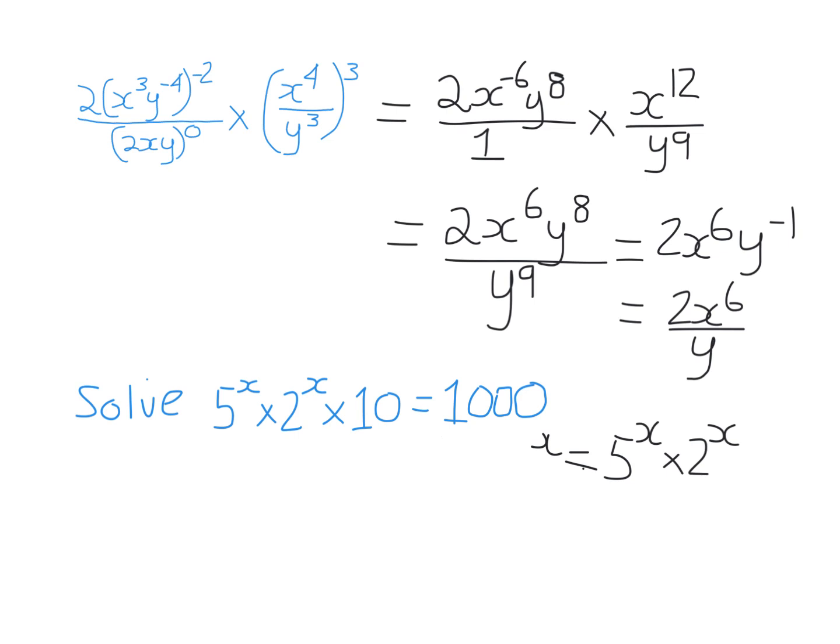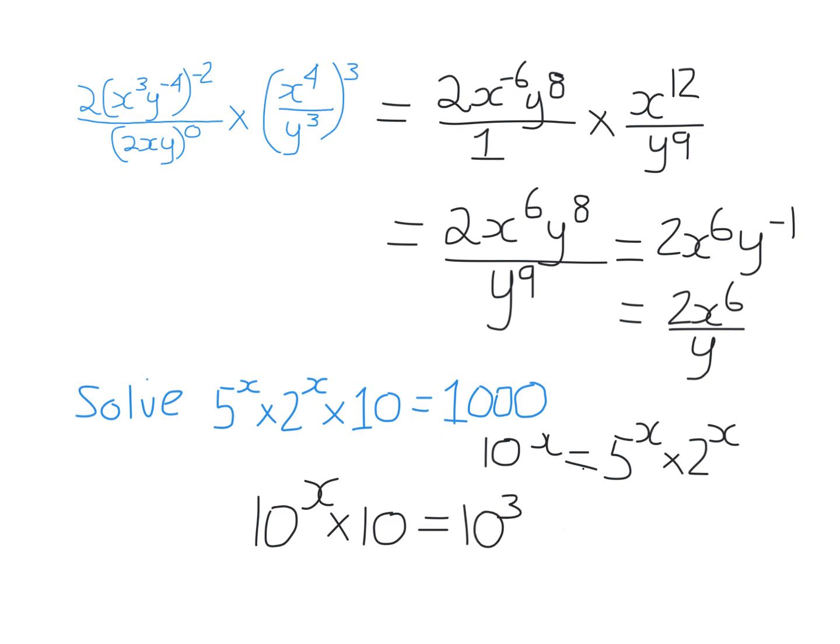So from index law 5, it's actually true that if you multiply two things together with the same power, you can just multiply the bases and keep the power. This is going to be very useful in solving this equation because we can replace 5 to the x times 2 to the power of x with 10 to the power of x. So we have 10 to the power of x times 10 equals 1,000. But hang on a minute, 1,000 is just 10 to the power of 3. Let's rewrite this as 10 to the power of 3 so everything has the same base.